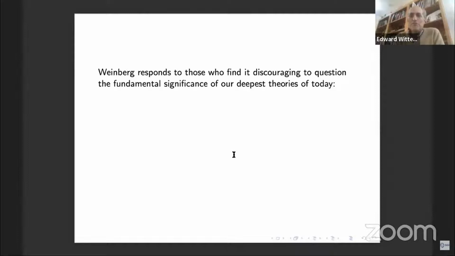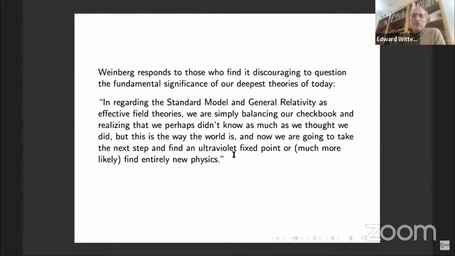He says, in regarding the standard model and general relativity as effective field theories, we're simply balancing our checkbook, realizing we perhaps didn't know as much as we thought we did. But this is the way the world is, and now we're going to take the next step and find an ultraviolet fixed point, or much more likely, find entirely new physics. So that's the note on which he concludes in 1997.